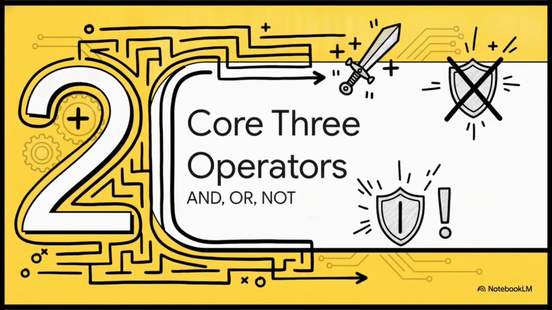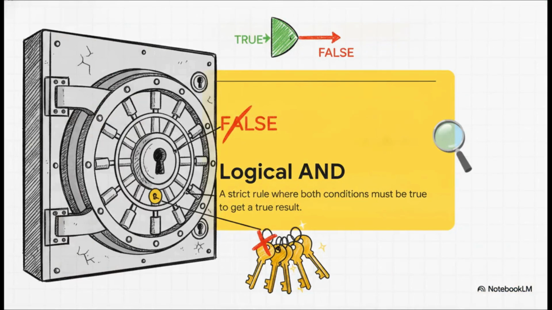Section 2. The core three operators. So now that we know what logical operators are, let's meet the big three heavy hitters in C++. First up is the logical AND. I want you to imagine a highly secure vault gate. This gate is incredibly strict and totally unforgiving. It only opens up if every single requirement is met. If you have 5 keys and even one of them is wrong, meaning a single condition evaluates to false, the whole result is false, and that gate stays shut. Both conditions absolutely must be true to get a true result.